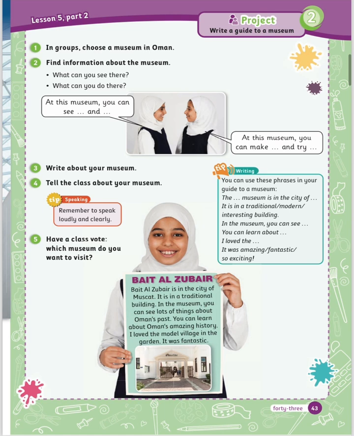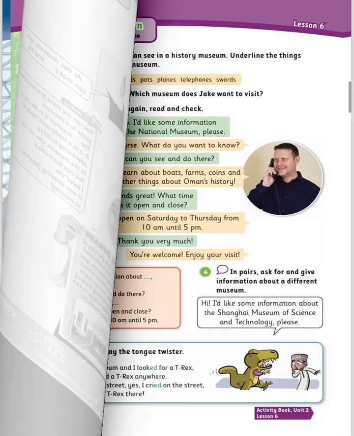Exercise number 4. Tell the class about your museum. You should read the speaking tip and speak loudly and clearly. Exercise number 5. Have a class vote. Which museum do you want to visit?